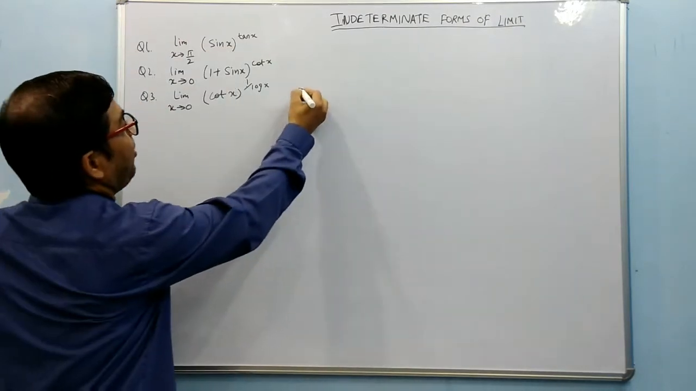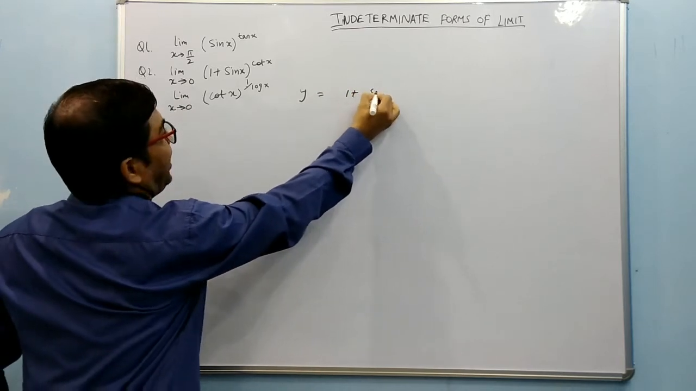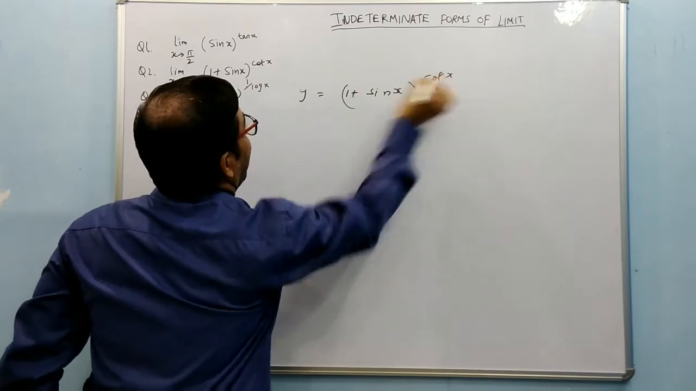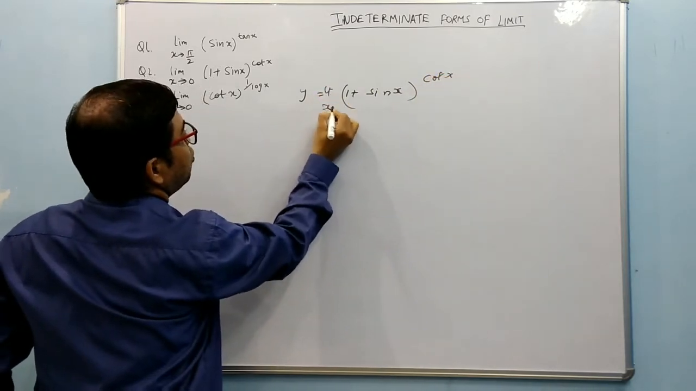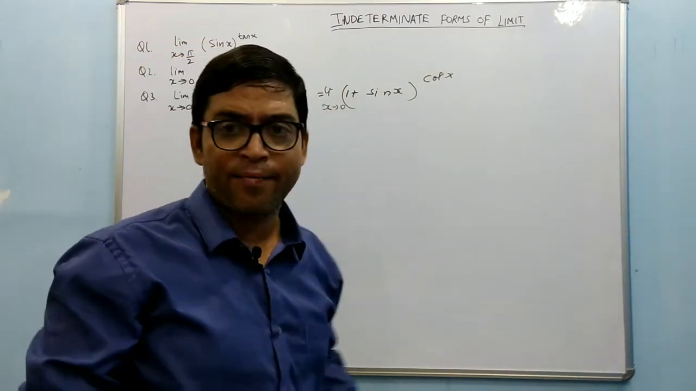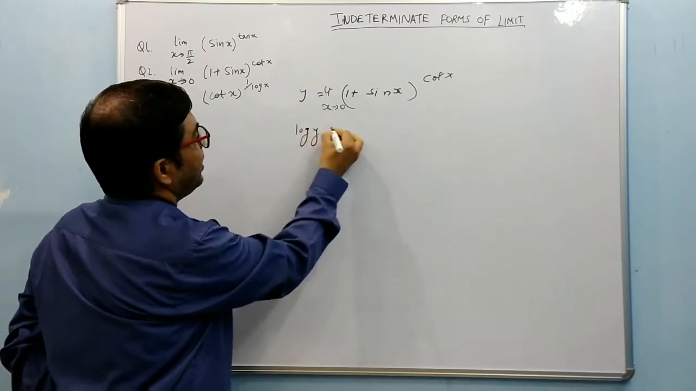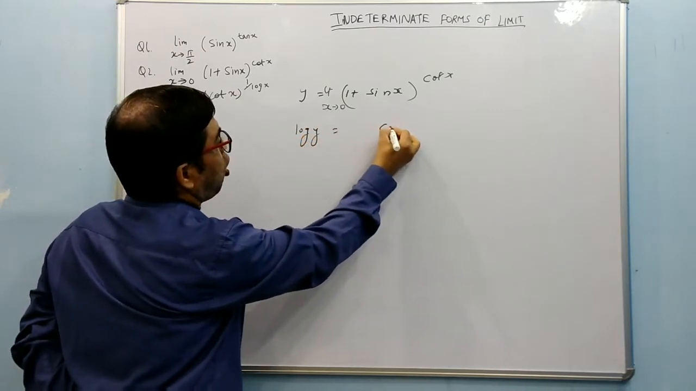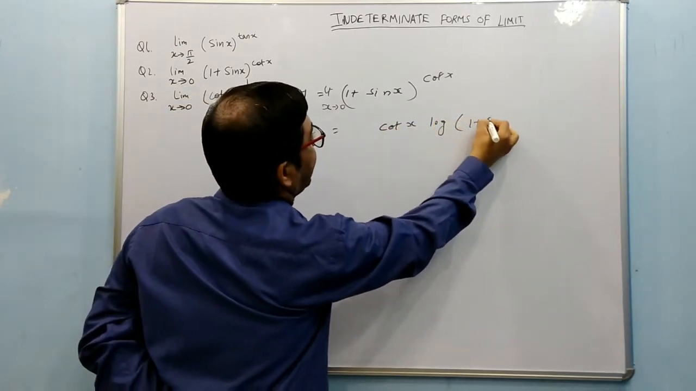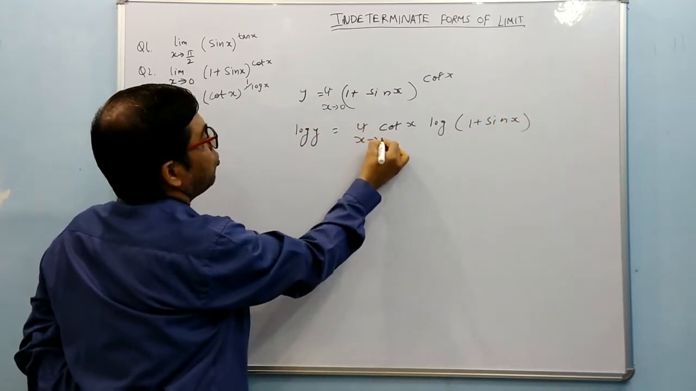The process, we will repeat what we did. y is equal to (1 plus sin x) to the power cot x, and limit x is tending to 0. We just copied the question and put it equal to y. Taking log both sides, log y is equal to cot x log(1 plus sin x), and limit x is tending to 0.